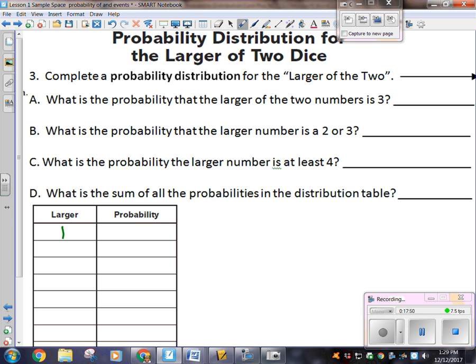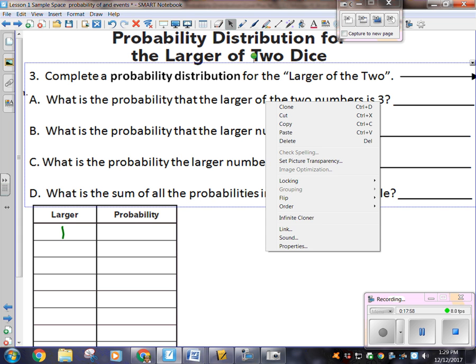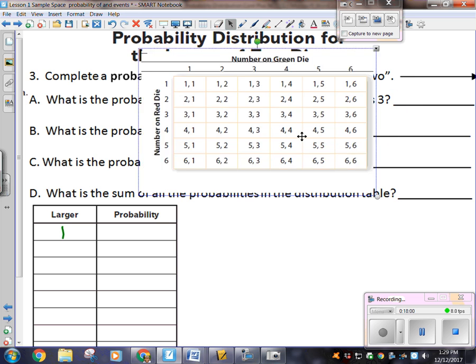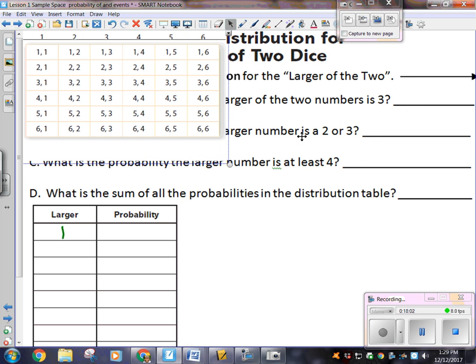Now we're on the back, aren't we? But it's still talking about that table from the front. That same table. Let me see if I can paste it in. What's the probability that 1 is the largest of the two numbers? There's only one time that 1 is the biggest number, right? Between 1 and 1, guess what's bigger? 1. That is only going to happen one time out of 36.